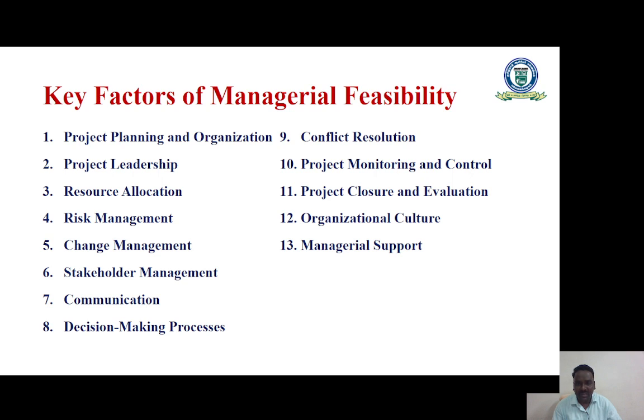There are 13 key factors of managerial feasibility. 1. Project planning and organization. 2. Project leadership. 3. Resource allocation. 4. Risk management. 5. Change management. 6. Stakeholder management. 7. Communication. 8. Decision making processes. 9. Conflict resolution. 10. Project monitoring and control. 11. Project closure and evaluation. 12. Organizational culture. 13. Managerial support.